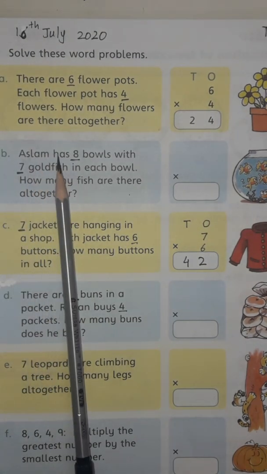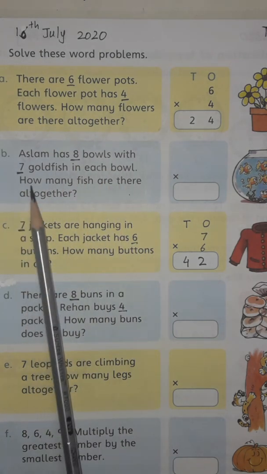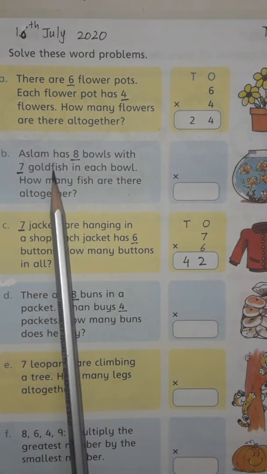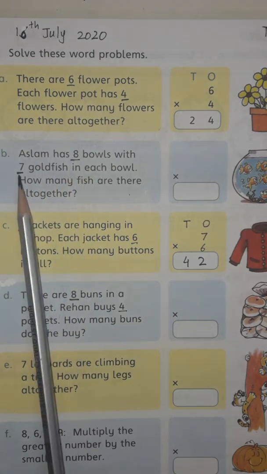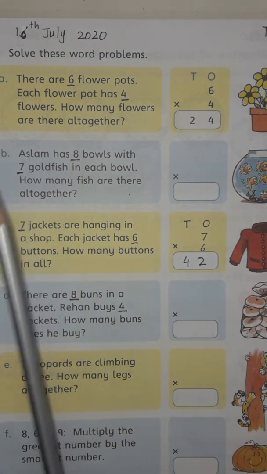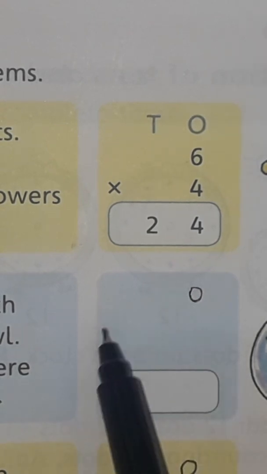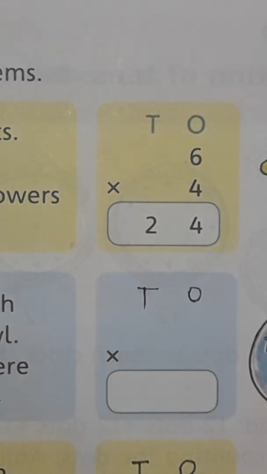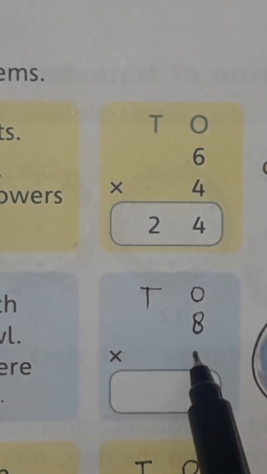B. Aslam has 8 balls with 7 goldfish in each ball. How many fish are there altogether? When we solve the question, first we will underline the digits. Here 8 and 7. Write here ones, tens. What is the first digit? 8. Write here 8 under ones, then 7.